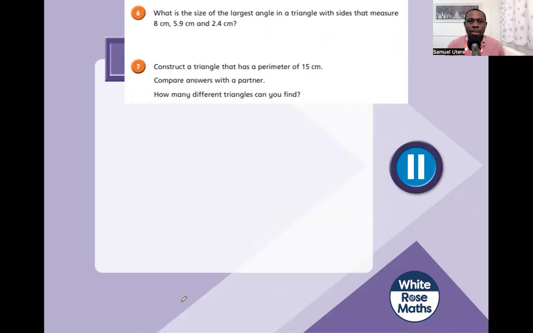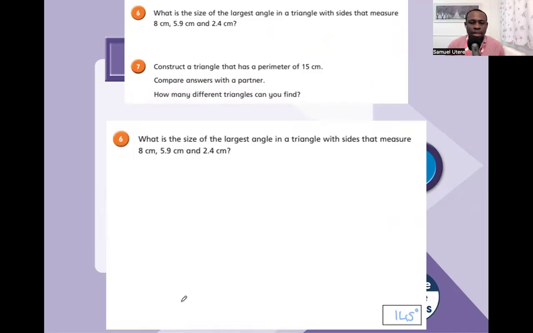Assuming you've paused the video and you've answered the questions, here are the answers. Here you were asked, what is the size of the largest angle in a triangle with sides that measure 8 centimeter, 5.9 centimeter, and 2.4 centimeter? Remember what we learned: the longest side will subtend the largest angle. So you're going to have this base to be 8 centimeter.